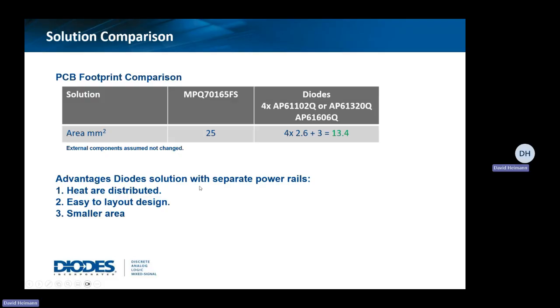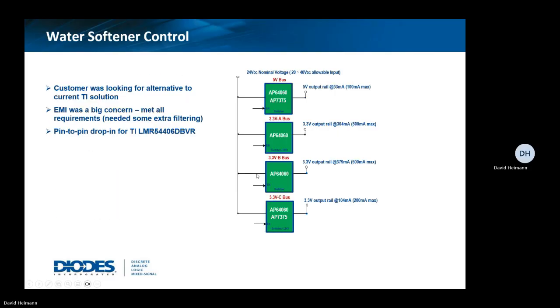And here, I'm just showing you the area calculation we did, where in this case an MPS part was 25 square millimeters, and we found ours with our external components would fit into roughly 13.4 square millimeters. So in this case, it was a significant savings. I think this must have been centimeters, maybe not millimeters. Doesn't sound right, but at any rate, it was a significantly smaller board footprint than what the PMIC offered.